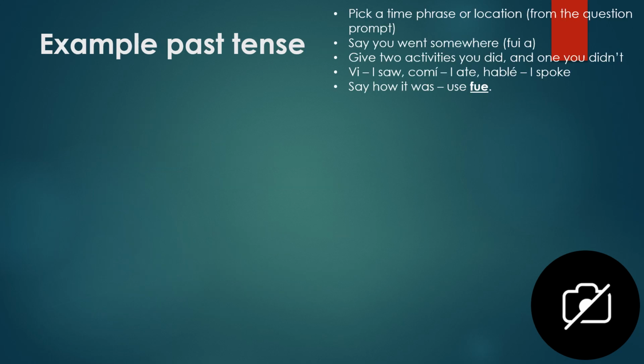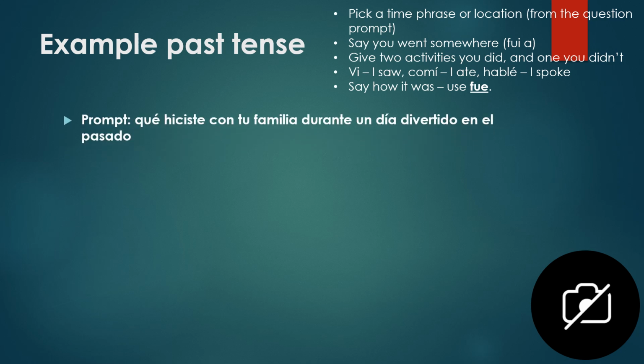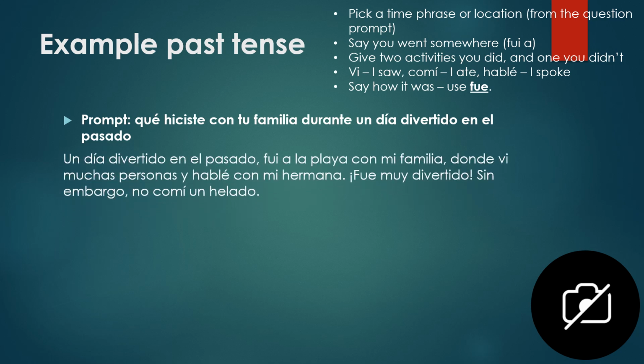So as an example, notice on the right-hand side, I have got the criteria that I'm going to use. The prompt is ¿qué hiciste con tu familia durante un día divertido en el pasado? Here I start off time phrase un día divertido en el pasado. I've lifted that directly from the question and I've said fui a, saying where I went. That starts off with a past tense, tick in the box already. Fui a la playa con mi familia donde vi muchas personas y hablé con mi hermana. Fue muy divertido. Fue there, it was very fun.